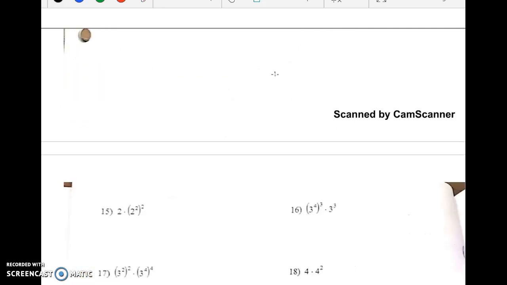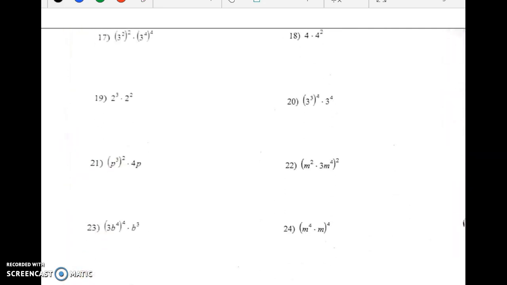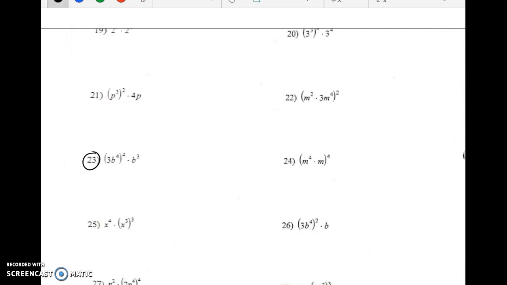Alright, I promised I'd do one more. So my next problem I'm going to do is 23. Again, I don't see an exponent by this 3, so I just know there's a 1. And I'm going to distribute the 4 to all of that. So that'd be 3 to the 4th, b, 4 times 4 is 16. And then I still had this b to the 3rd on the outside.